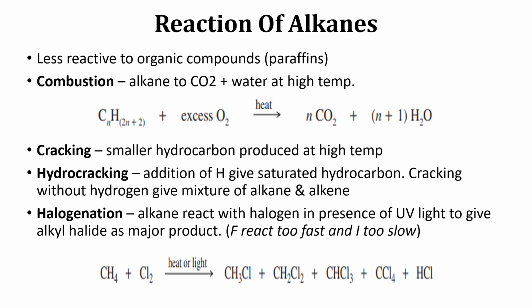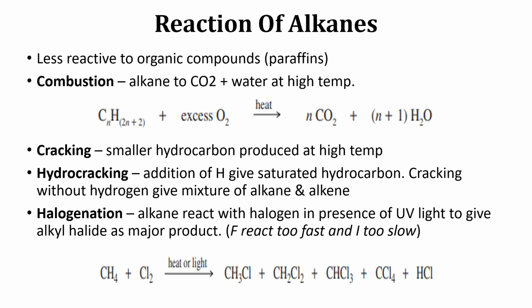Cracking. Cracking of large hydrocarbons at high temperature produces smaller hydrocarbons. The cracking process usually operates under conditions that give the maximum yield of gasoline. In hydrocracking, hydrogen is added to give saturated hydrocarbons. Cracking without hydrogen gives mixtures of alkanes and alkenes.